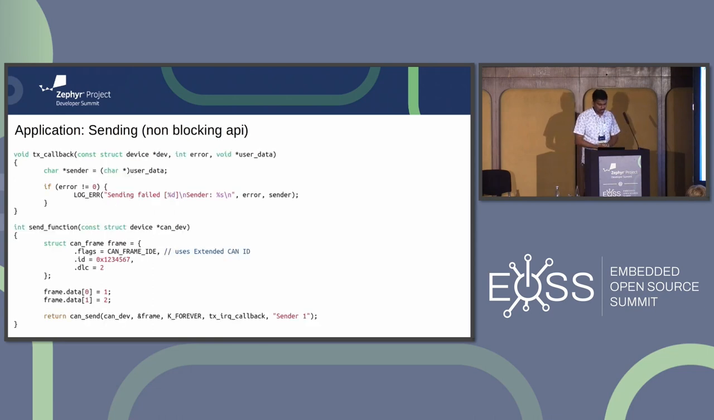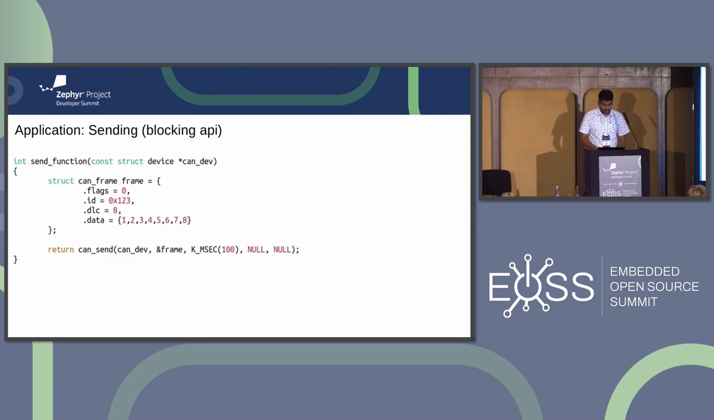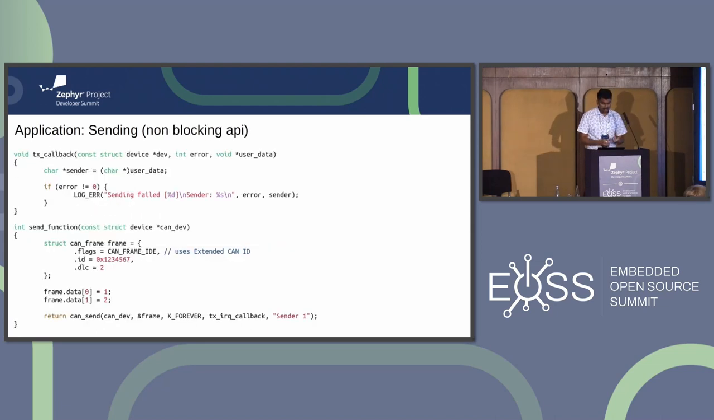So this is a non-blocking API. The one major difference between blocking and non-blocking API is that we can set our callback. And so whenever we call this API can_send, it will never wait for any acknowledgement or any errors. So this is all handled in this TX_callback.